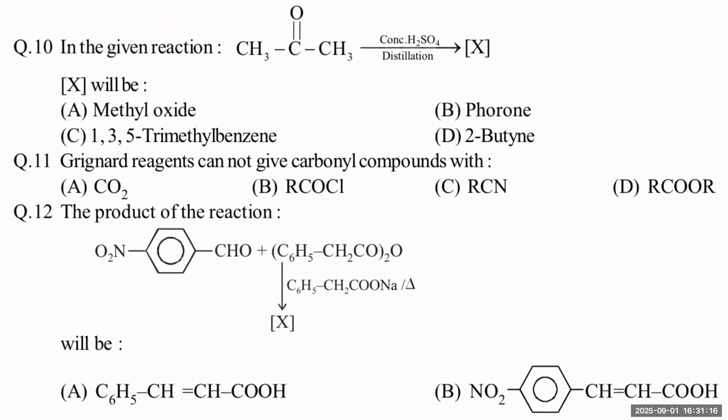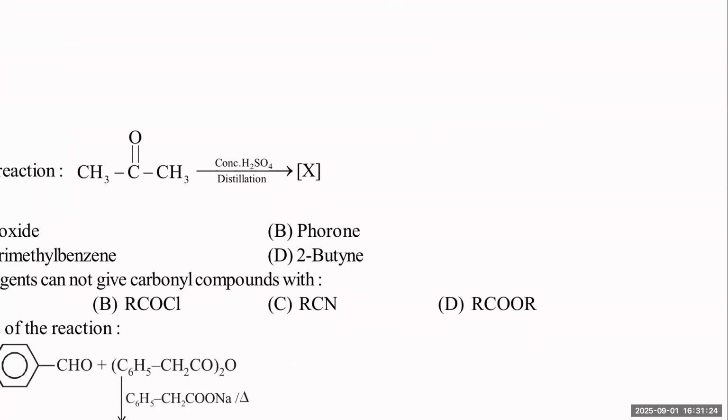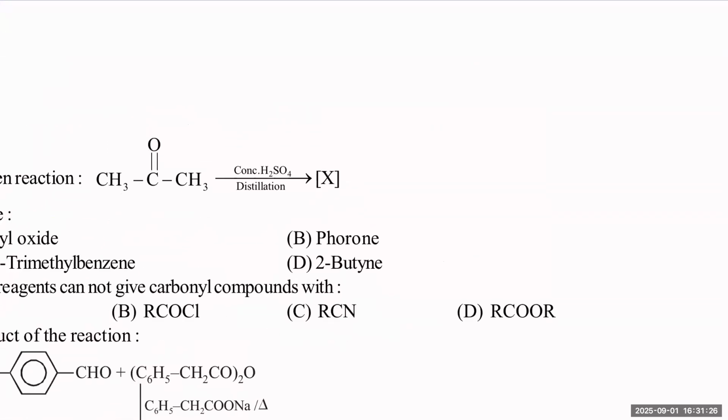Next. In this reaction, concentrated H2SO4 distillation, what will it do? Remember, if you don't remember, let us try to recall that. If you take 2 moles of acetone with HCl, you will get mesityl oxide. If you take 3 moles in concentrated H2SO4, you'll get mesitylene. Quickly recall, write along with me and recall.